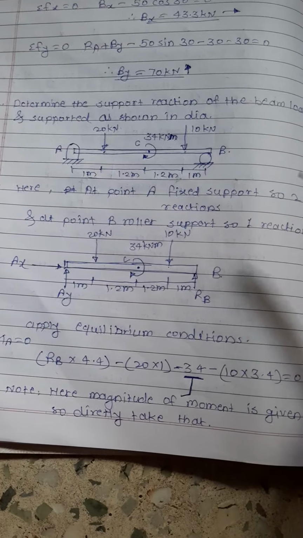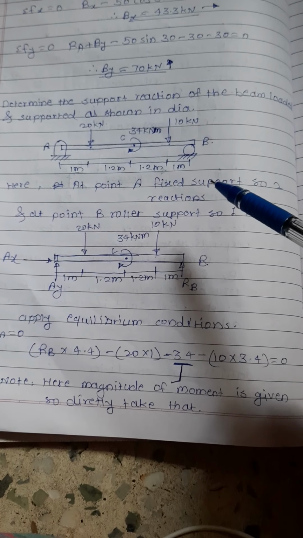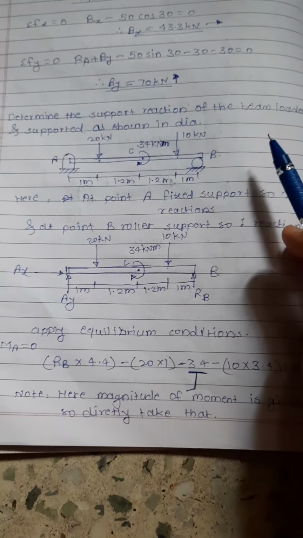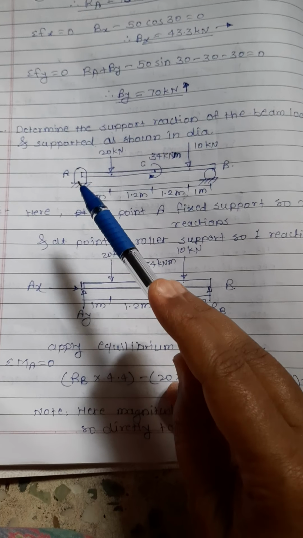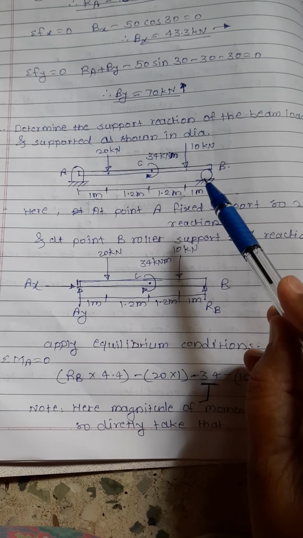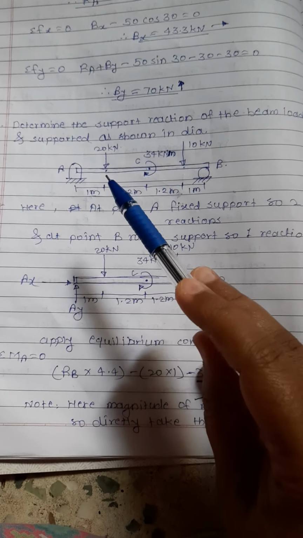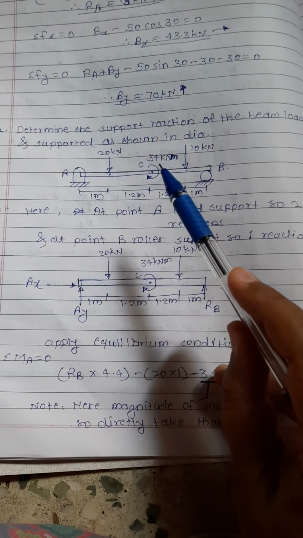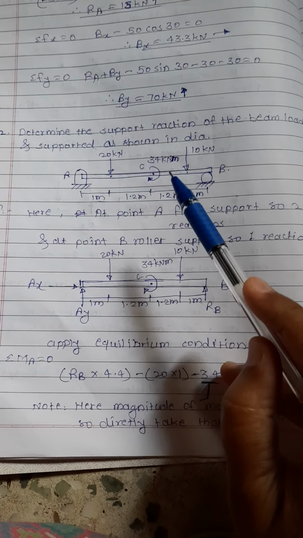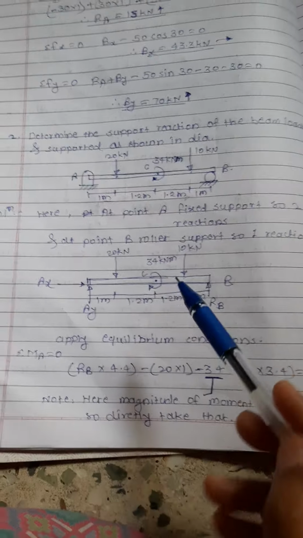Now we will see another numerical. Determine the support reaction of the beam loaded and supported as shown in the diagram. Here at point A the fixed support is there, as well as at point B the roller support. The force of 20 kilonewton and the force of 10 kilonewton are there. At point C the moment is given, that is 34 kilonewton meter.